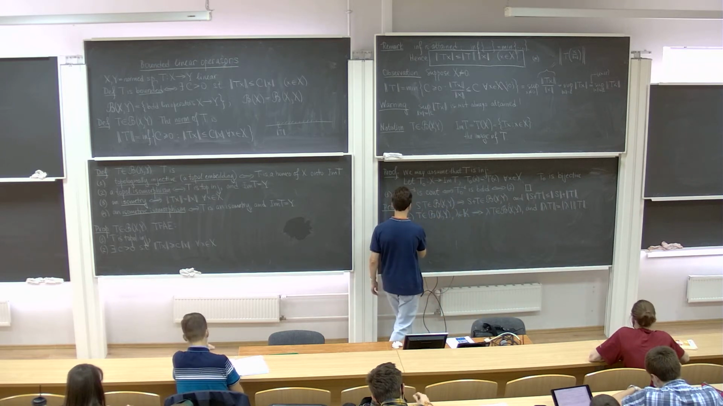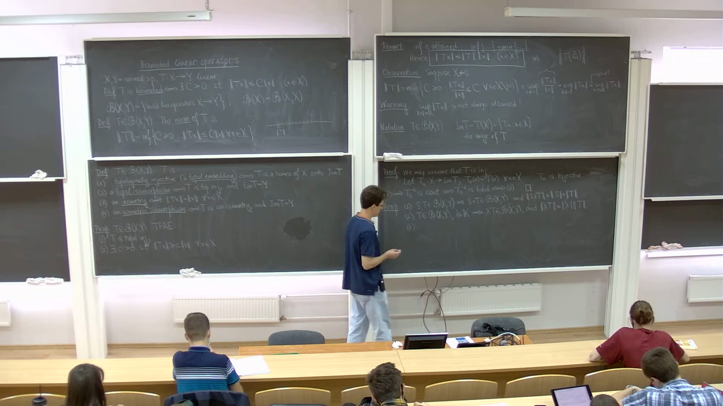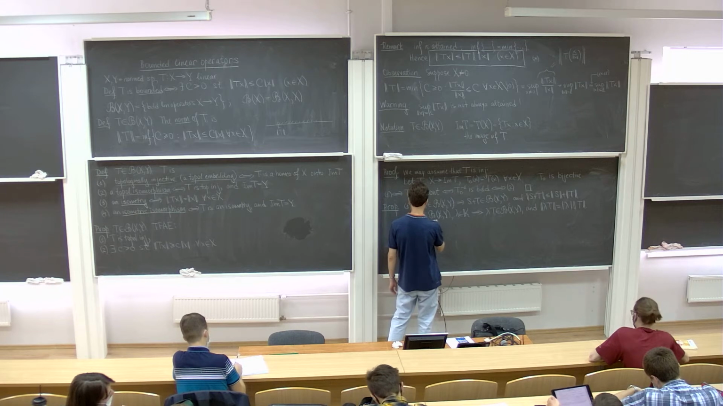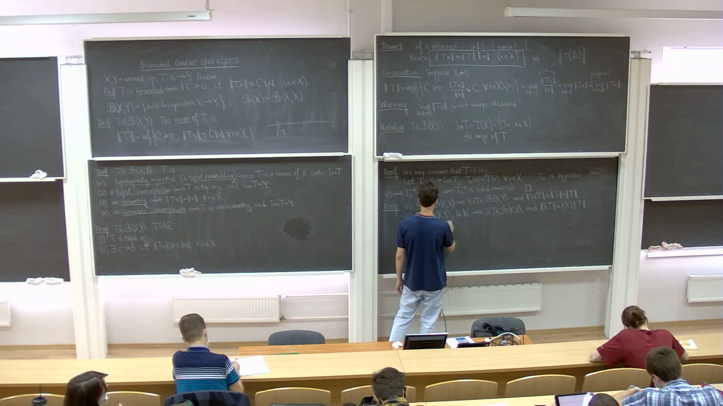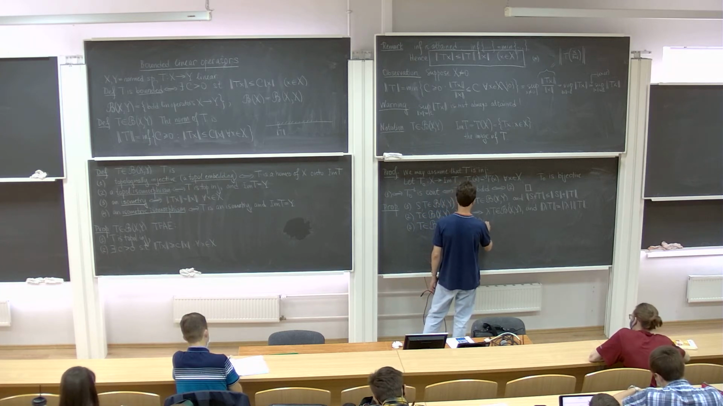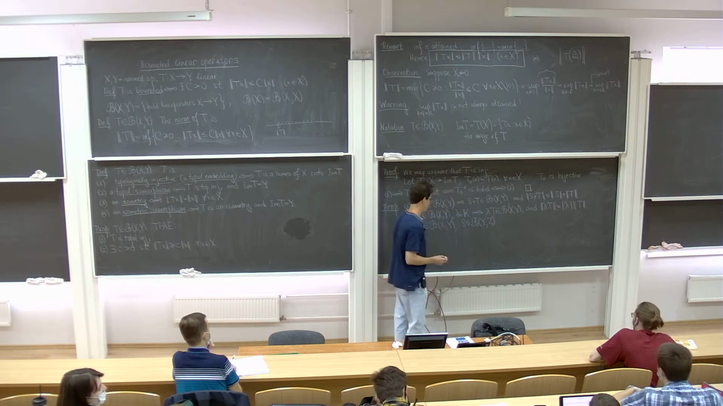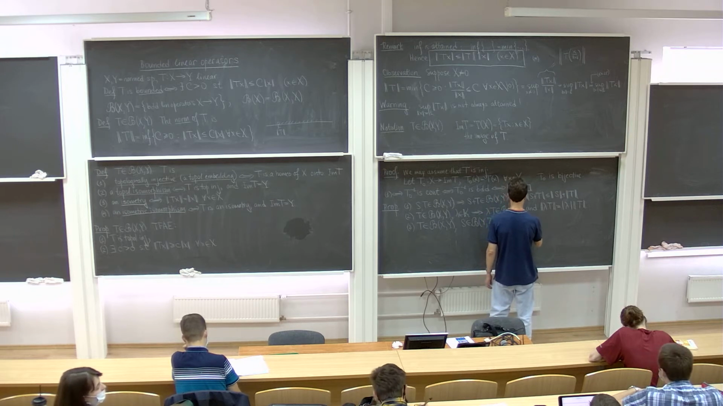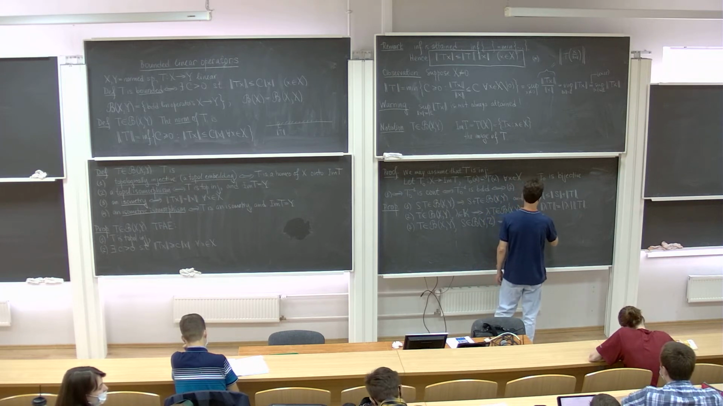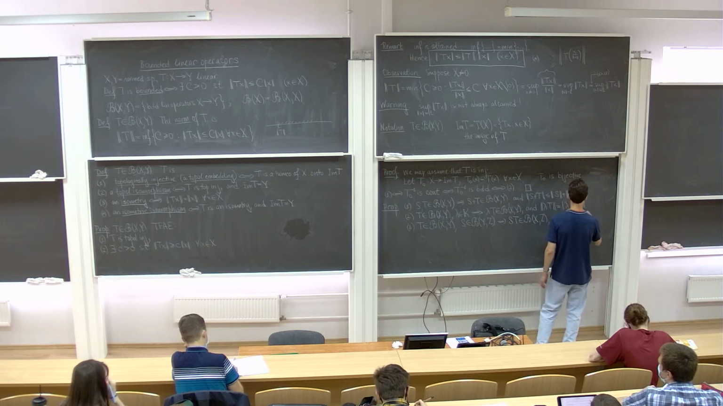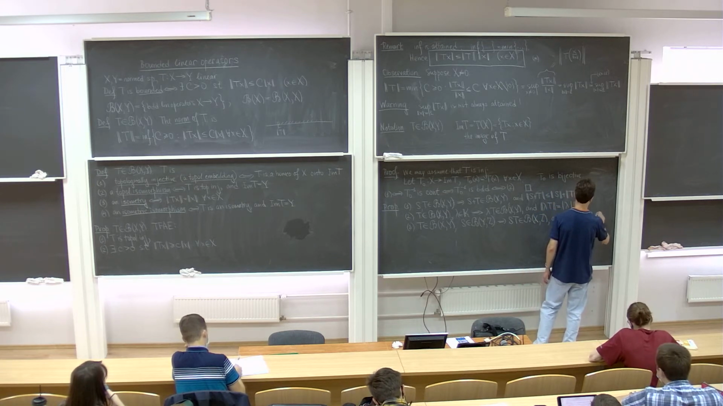And finally, property 3. If we have three normed spaces, X, Y, and Z, and two operators, T acts from X to Y, and S acts from Y to Z, and both of them are bounded, then their composition ST is also bounded. And the norm of ST is less than or equal to the product of the norm of S and the norm of T.